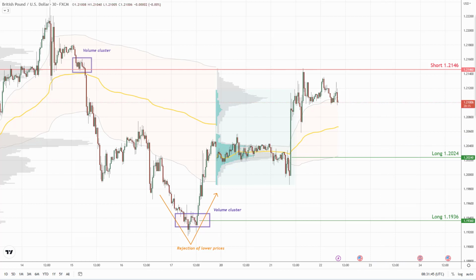Now, what I also like to do is place the entry point at the beginning of that heavy volume zone. In this case, it would be somewhere in here, but I also need to think about where I place my stop loss. In this case, the stop loss would need to be behind the heavy volume area. So at least somewhere in here, which is around 20 pips.